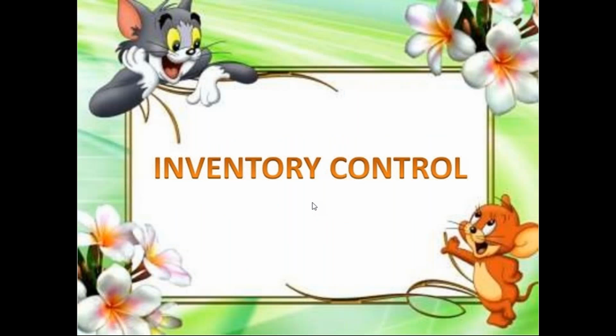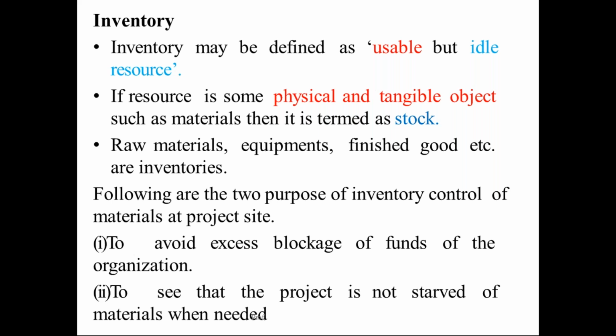Next is the inventory control. First of all, we'll be seeing what is an inventory. Inventory can be defined as a usable but idle resource. If the resource is some physical and tangible object such as materials, then it is termed as a stock, whereas the raw materials, equipment, finished goods, etc. are called the inventories.